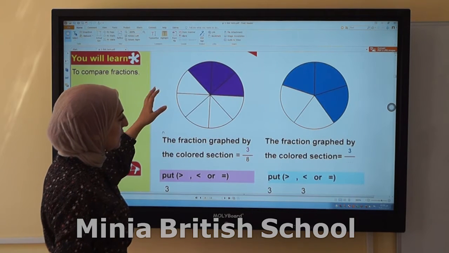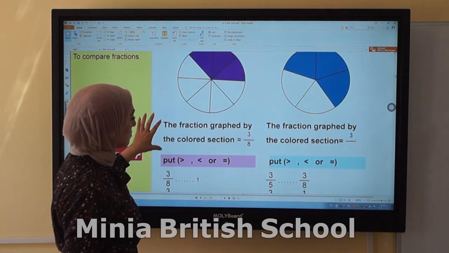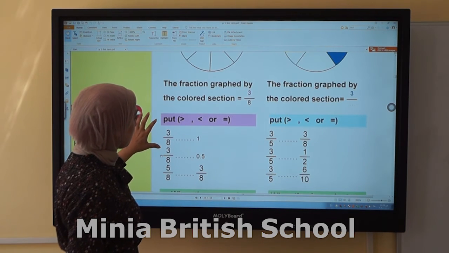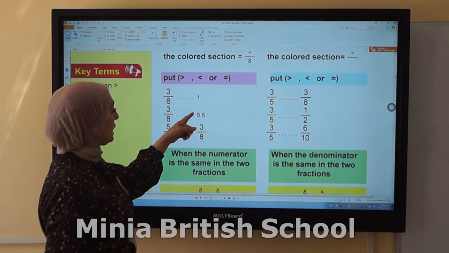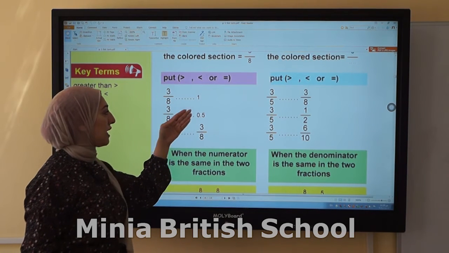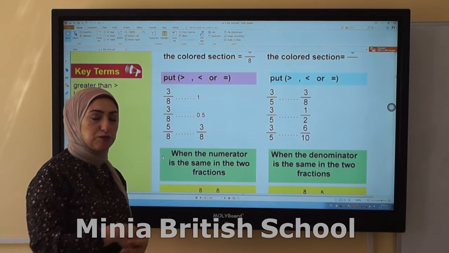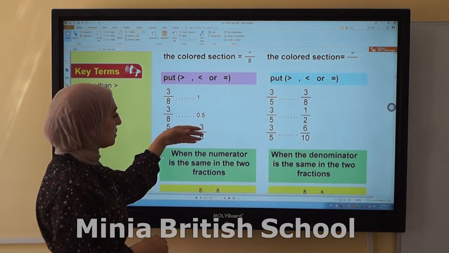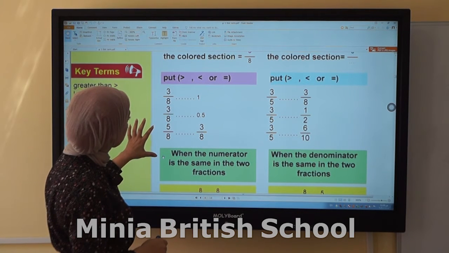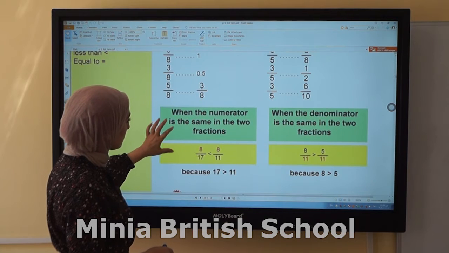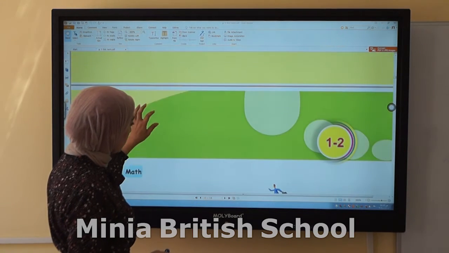The fraction as a graph. Here, a decimal number, 3 over 8 and 0.5. You can convert from decimal number to fraction. So this will be half, 1 over 2, and the scissors. The two rules that we said.